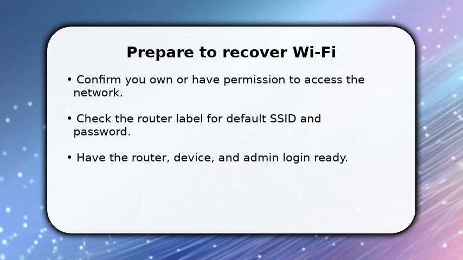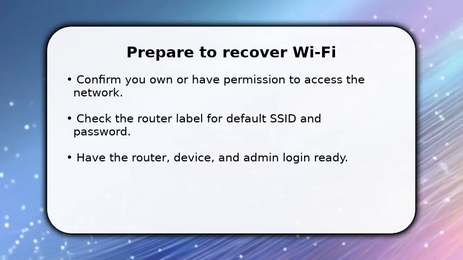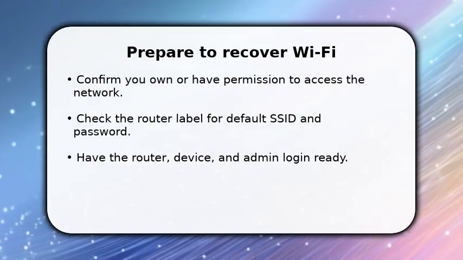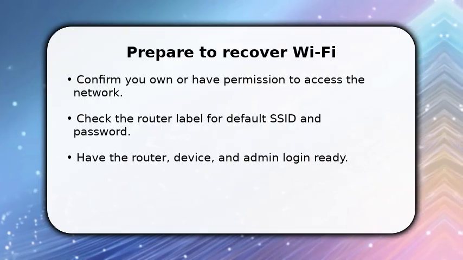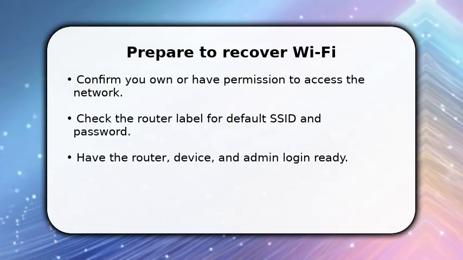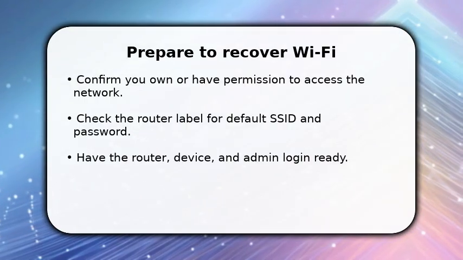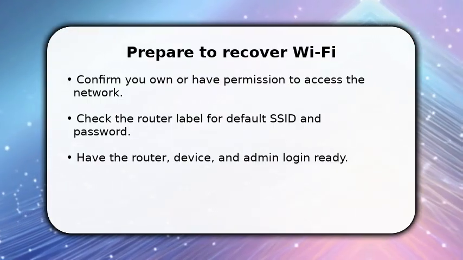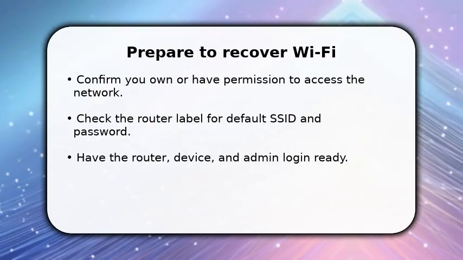Enjoy the video. You start by confirming ownership or explicit permission. Unauthorized access is illegal. Next, locate the router and check its label for default network name and password. That often solves it immediately. Once done, power cycle the router and have a device connected to the same LAN.